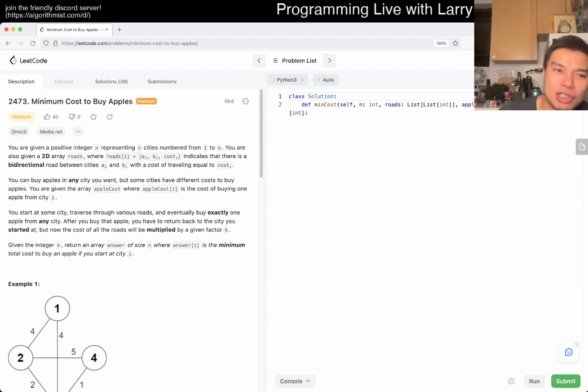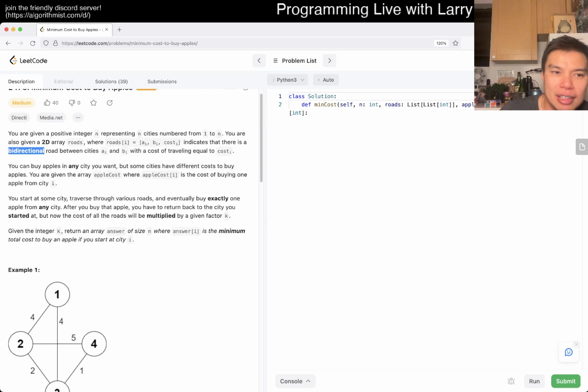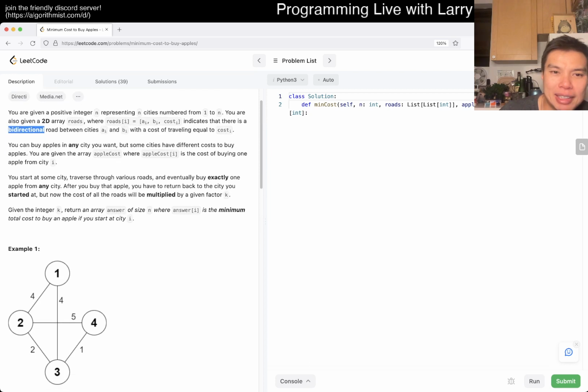2473. Minimum cost to buy apples. Okay, so you're given some graph. 2D array, a bi-directional road from A to B with the cost. You can buy apples in any city you want, but some cities have different costs to buy apples. That's fine. Apples of I is the cost of buying one apple from city I.